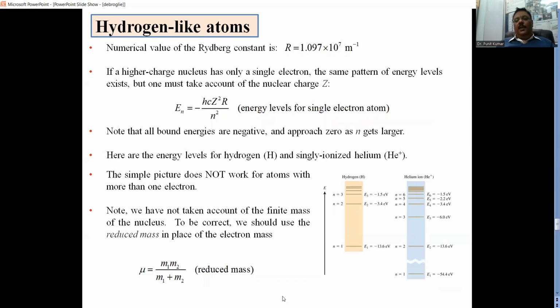This theory is applicable to hydrogen and hydrogen-like atoms. All the bound energies are negative and approach zero as n gets larger. Here are all the energy levels for hydrogen and singly ionized helium. The simple picture does not work for atoms with more than one electron. And here we have not taken into account the finite mass of the nucleus. To correct this, we should use the reduced mass in place of the electron mass.